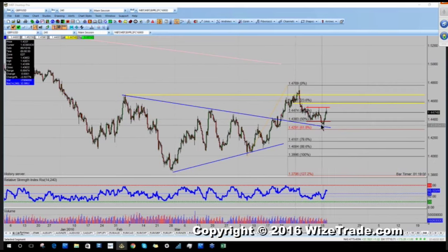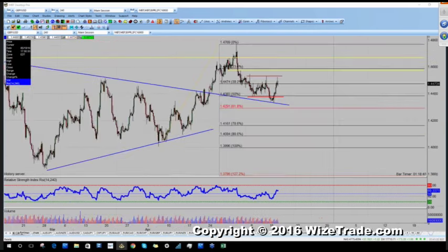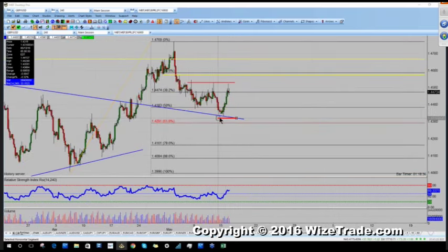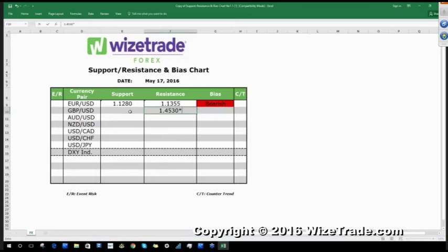Like I said, I'm really not too sure what to do with the cable right now. I'm not trading it as a result. Support is all the way down here. Resistance is here. Support is 143.25. What do you do with it? To me, it looks like nothing.